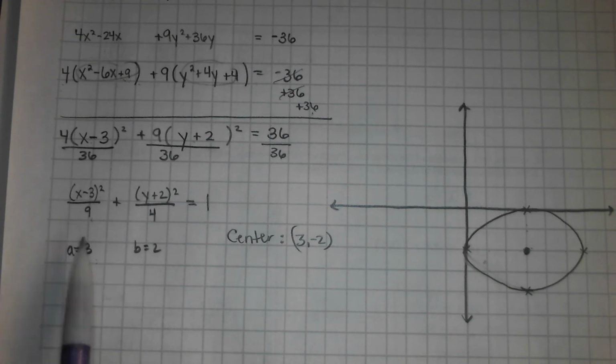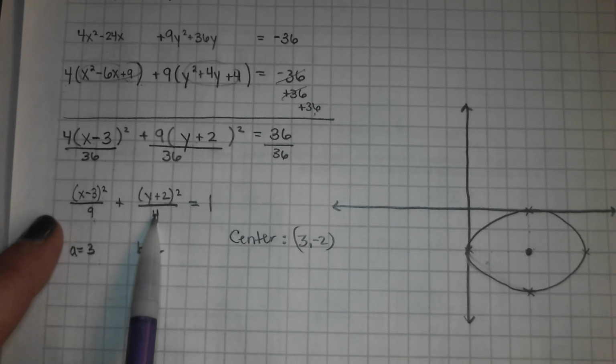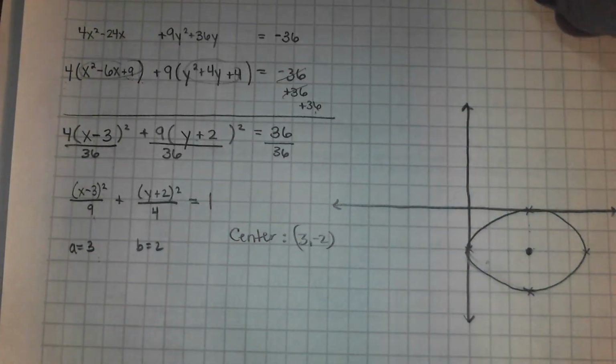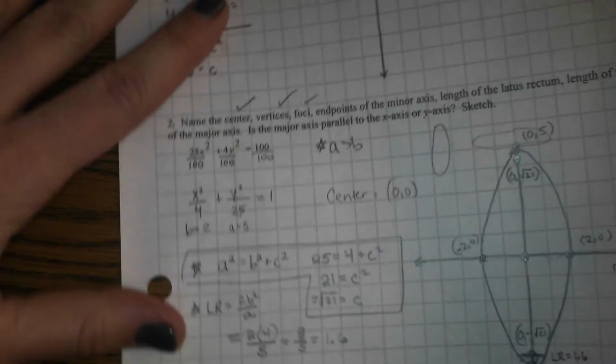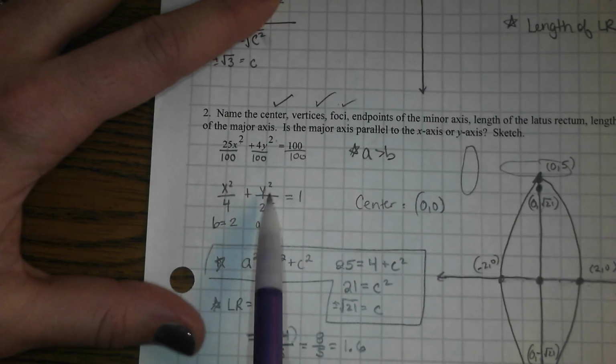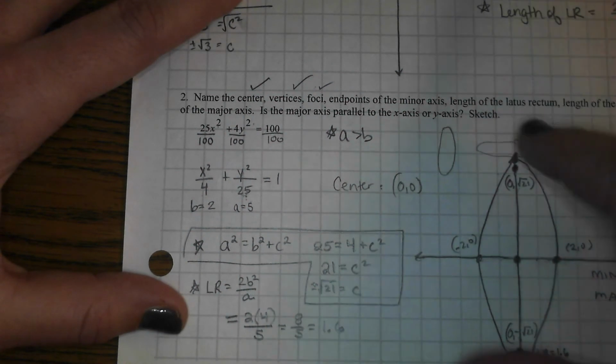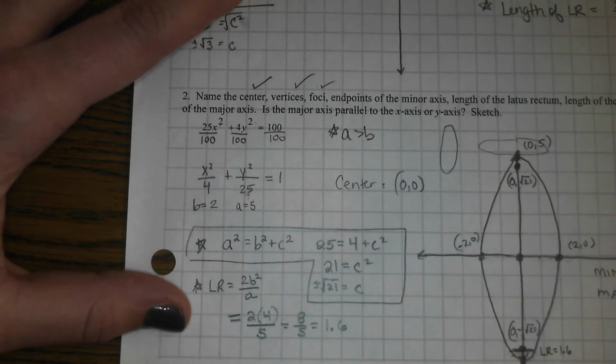The bigger one's not always horizontal. It depends on what it's under. If the bigger number was under the y, it would be pulling it more in the y direction. So yesterday we did this one. The bigger number was under the y, so it got pulled 5 units north-south and only 2 units left-right. Good?